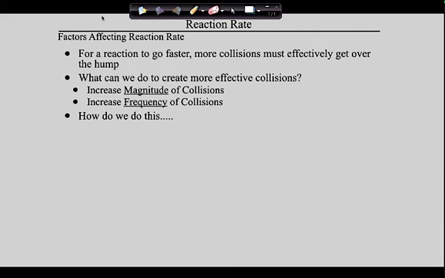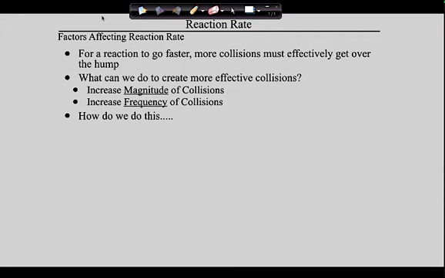And Kat already said one, we can stir it. What else can we do? Shake it, which is kind of like stirring, only more violently. What else can we do? Say it again. Where? Catalysts. We're going to talk, yes, good, catalysts, and we'll talk in a minute. Catalysts are tricky. What else can we do to make the reactions go faster?